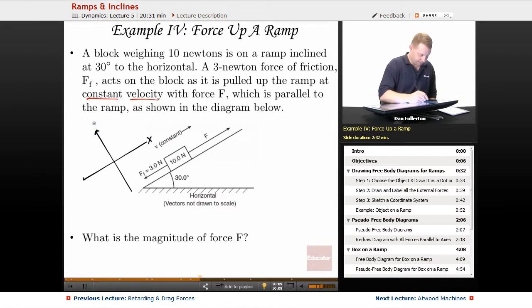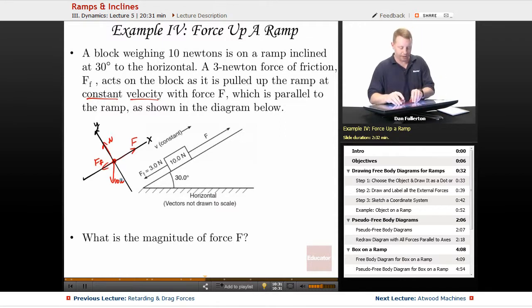Got x and y, and our object, a dot. We have a normal force. We've got some force F up the ramp. We have our frictional force, and we have the weight of the box, which it gives us is 10 newtons, always down. So now we can draw our pseudo-free body diagram. We'll do that over here on the right.